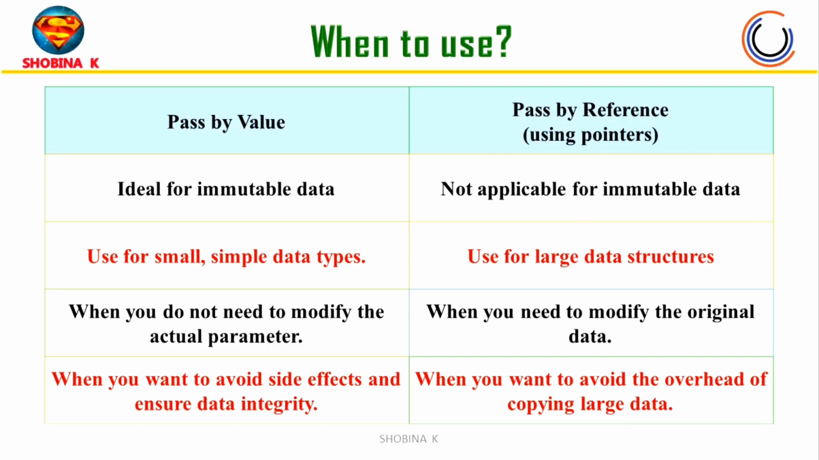Pass by value works well with small and simple data types, whereas pass by reference works well with large data structures. Pass by value can be used when you don't need to modify the actual parameter, whereas pass by reference is used when you need to modify the original data. Pass by value is used when you want to avoid side effects and ensure data integrity. Pass by reference is used when you want to avoid the overhead of copying large data.